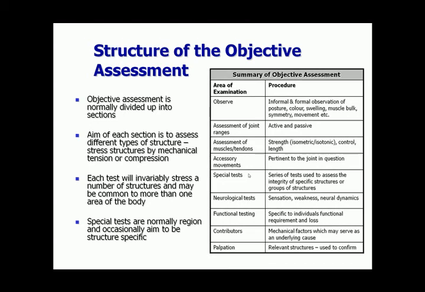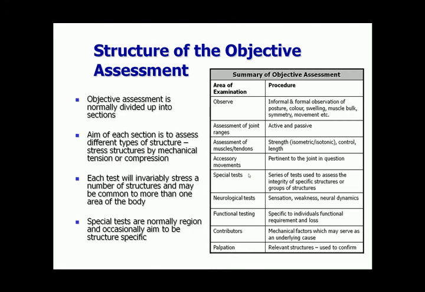On the right hand side there is a table. If we briefly go through this table, we'll see what are the components of the objective assessment. Initially there's a moment of observation where the area of the body and around the body is observed. Next there is an assessment of the joint ranges, both active and passive. There is also an assessment of the muscles and tendons, looking at strength, control and length. There may also be a need to do some accessory movements pertinent to the joint in question. The special tests, which are normally, as said before, region specific.